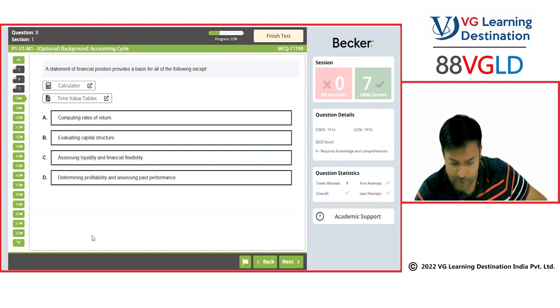A statement of the financial position. A statement of the financial position provides a basis for all the following except. Financial position means balance sheet. It does not tell you what your profitability or past performance is, you're right.